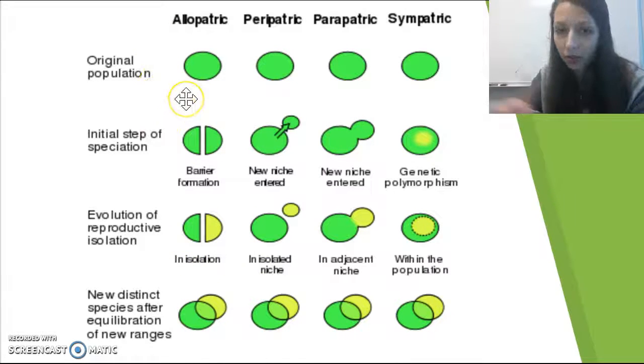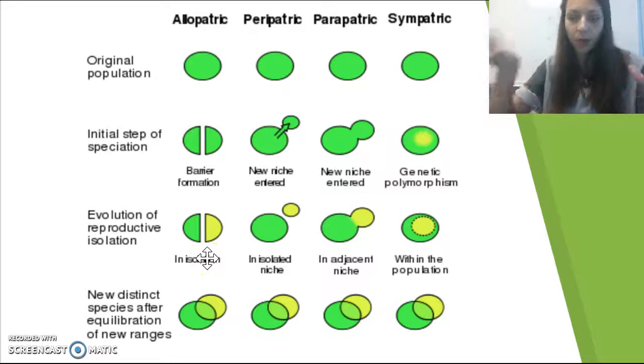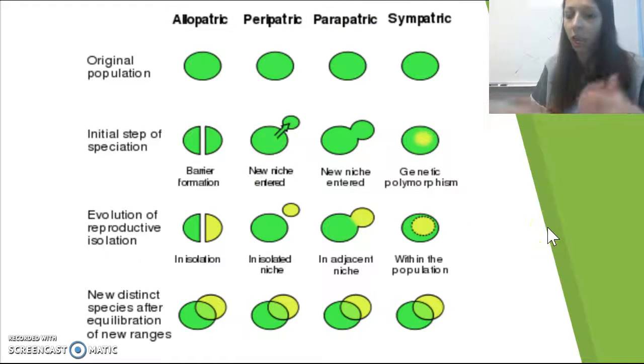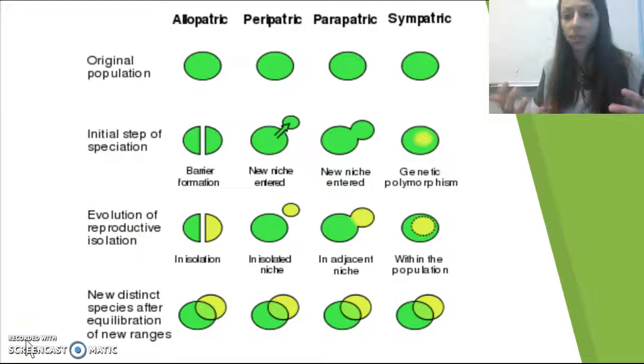So right here, the one thing to remember, the big difference between allopatric and sympatric. Allopatric has that physical separation, or a barrier formation, between the two groups of the same species. But in sympatric, we're going to have some sort of genetic change, generally polyploidy, and then we end up having some sort of reproductive isolation occur, and we have two new distinct species that cannot exchange genes.